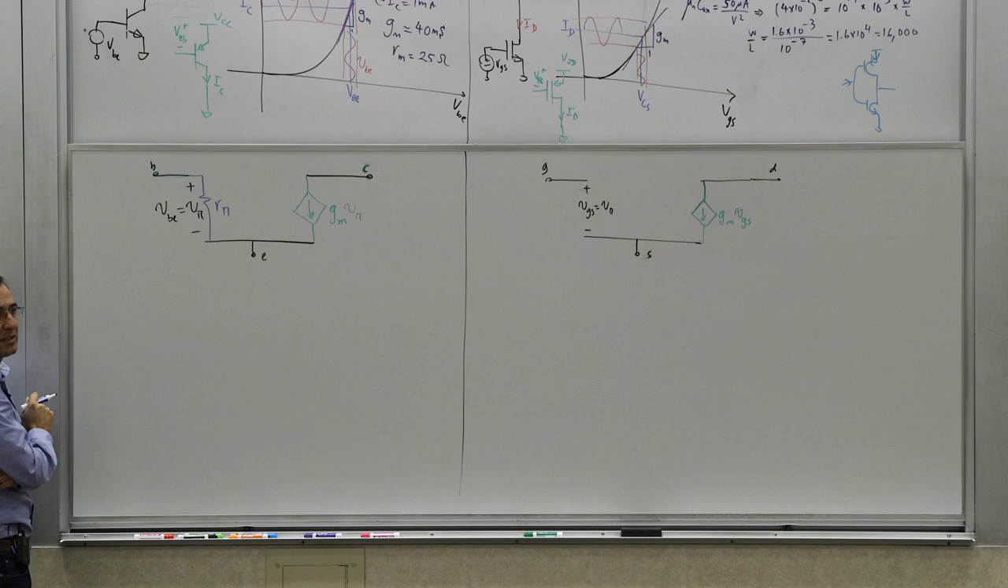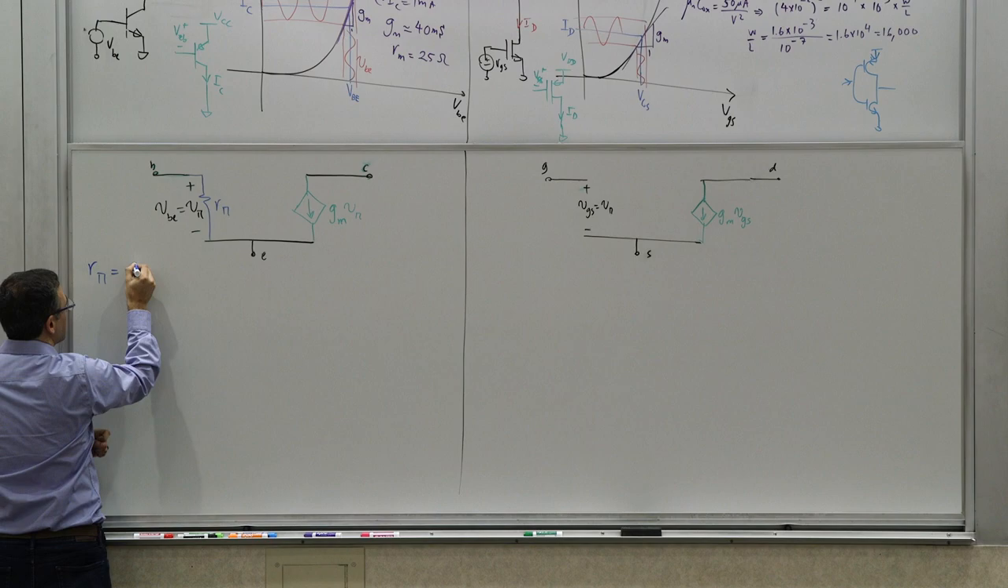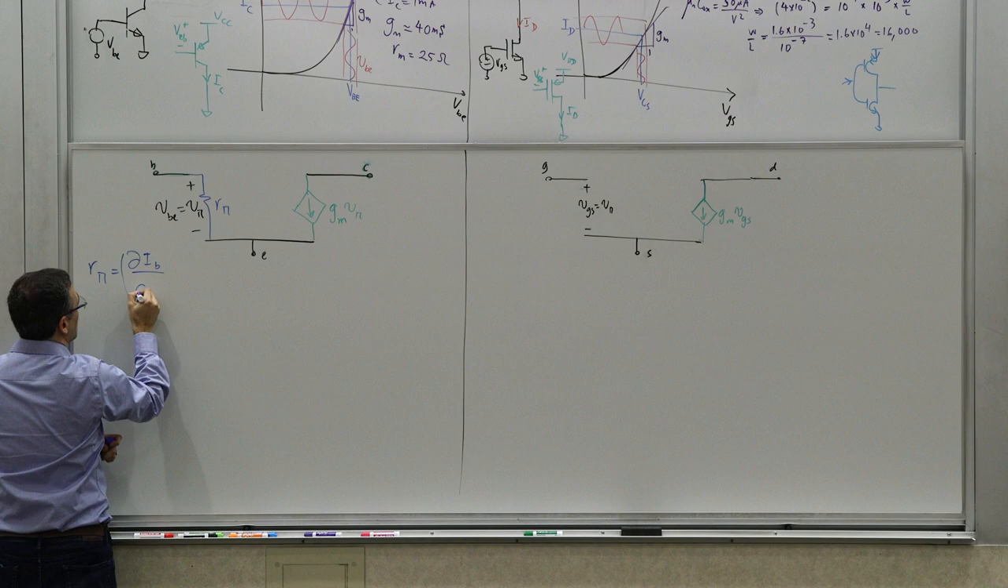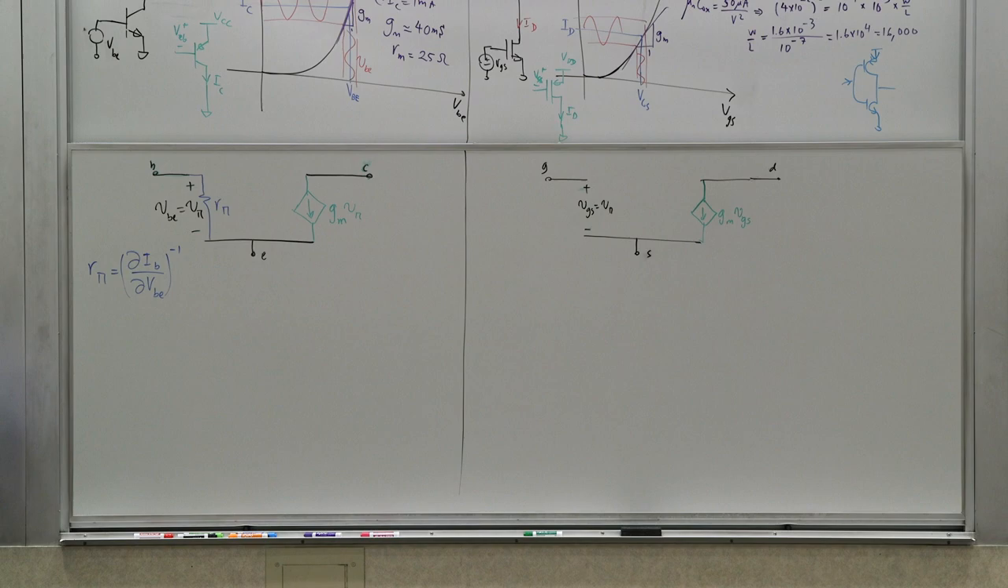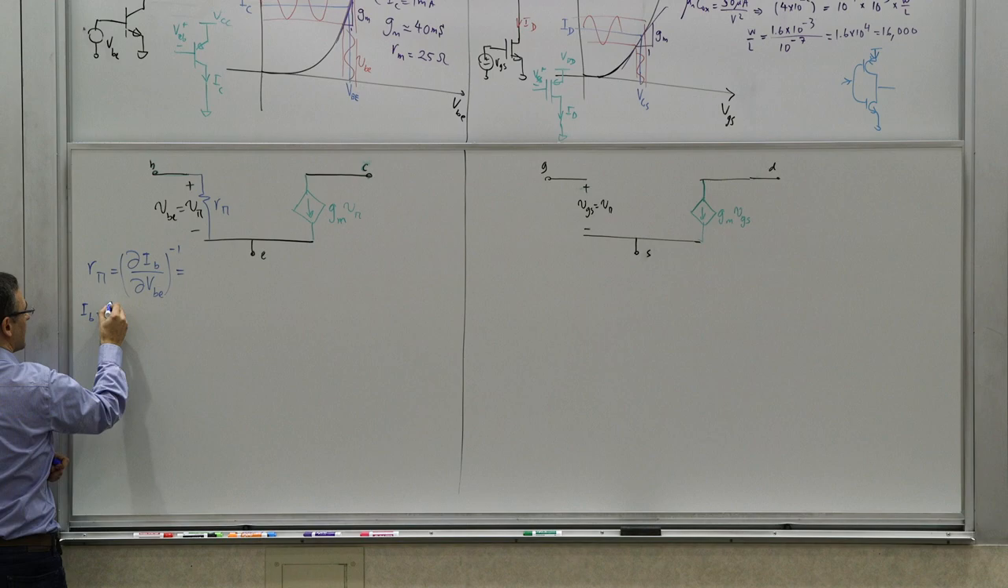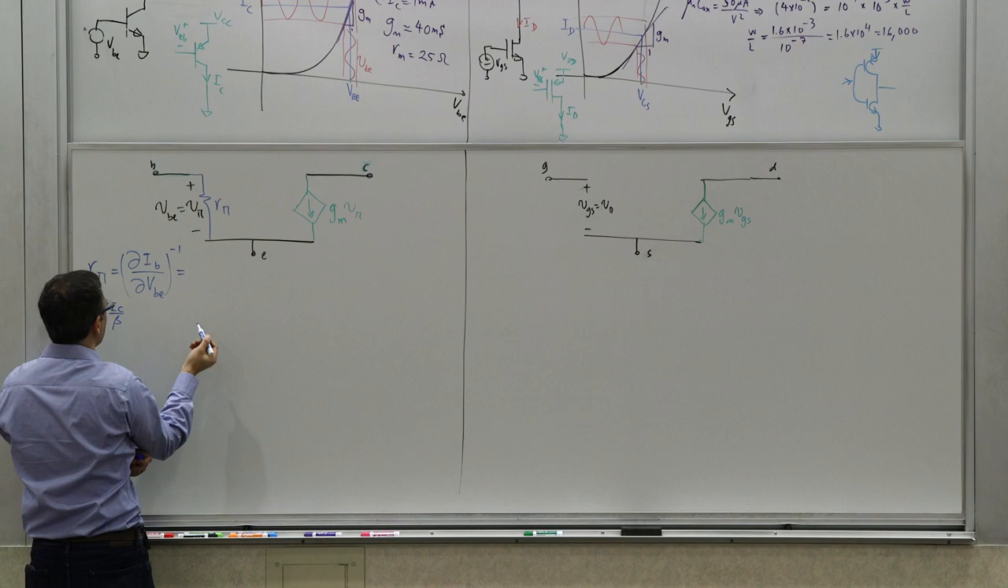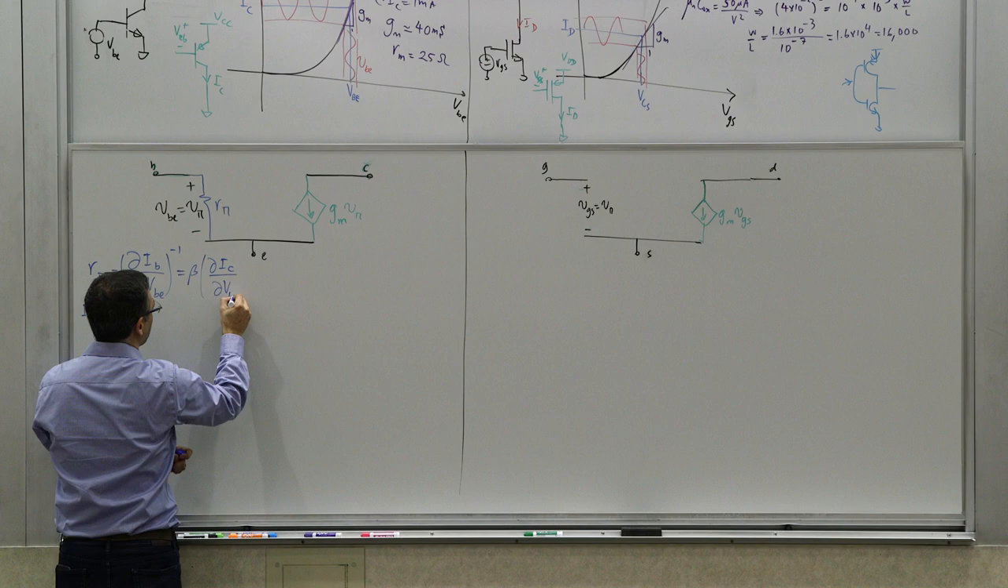Now, R pi, by definition, if it's an incremental resistance, it's going to be dIb to dVbe inverse. It's the ratio of the change in the current versus voltage. That's the conductance, so 1 over that would be the resistance. Now, this quantity is not that hard to calculate, because there's a relationship between IB and IC. So if you plug that in, it becomes clear that this is beta times dIC over dVBE.